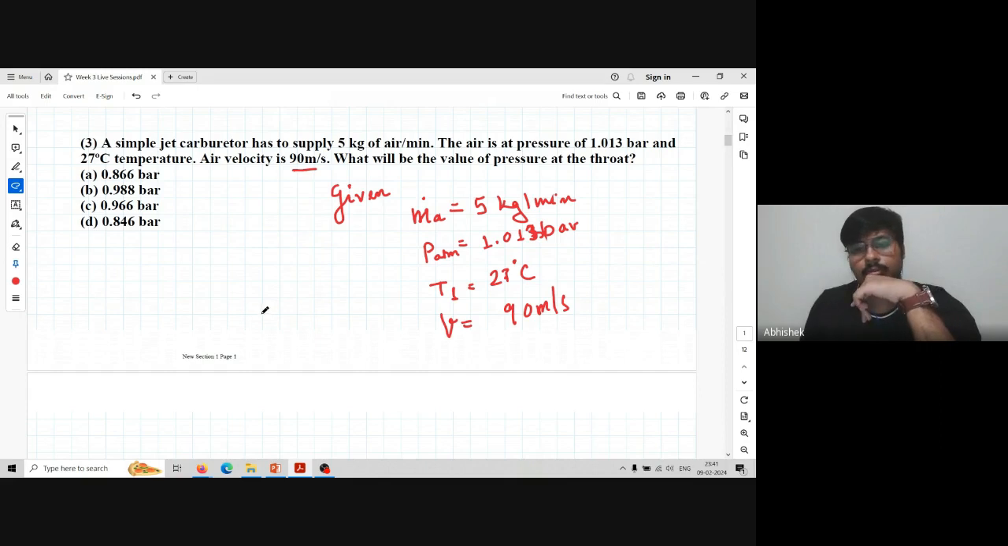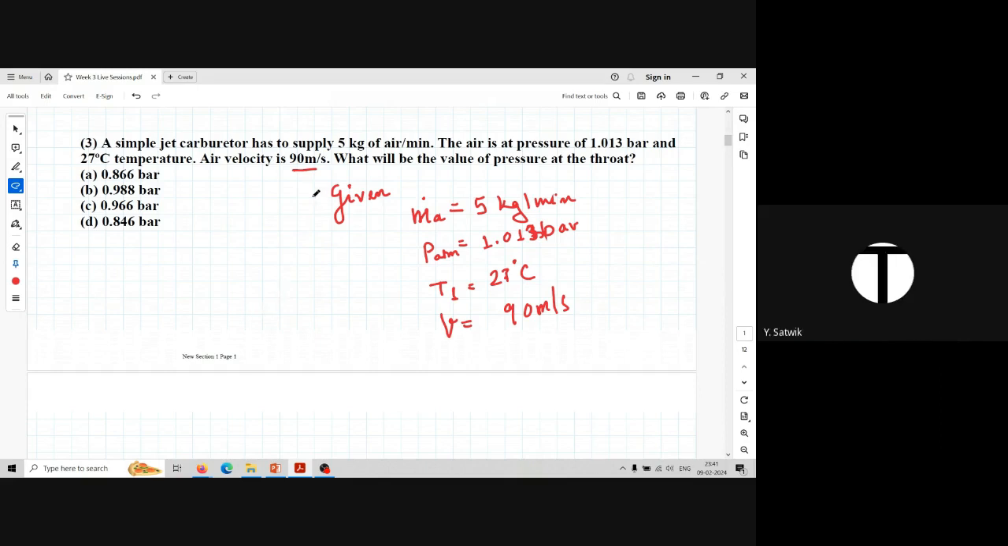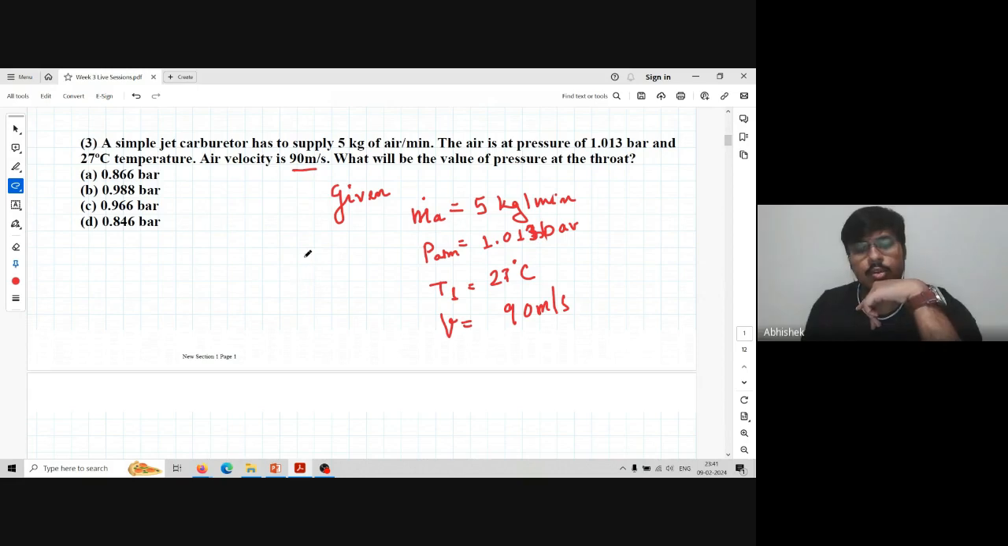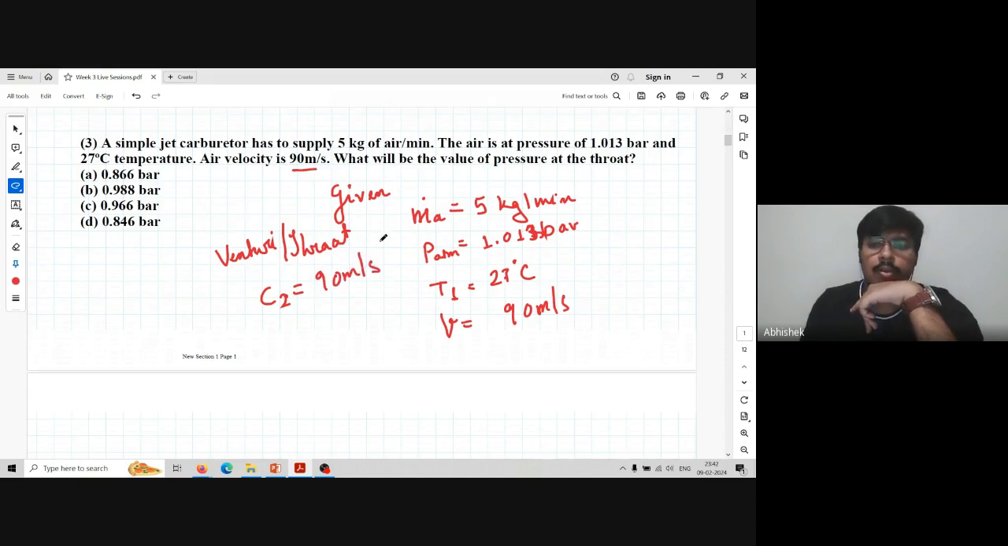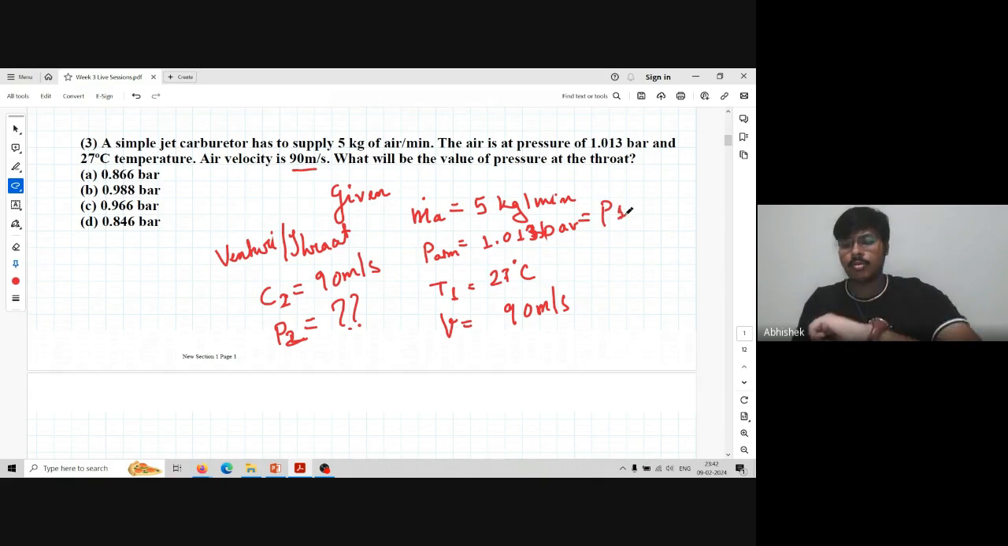It is at the throat, at the venturi of the throat. So C2 is 90 meters per second. What will be the value of the pressure at the throat? It is asking P2. This one is P1. Everyone understood the question? I'm giving you 2 minutes. Just try to solve this question.